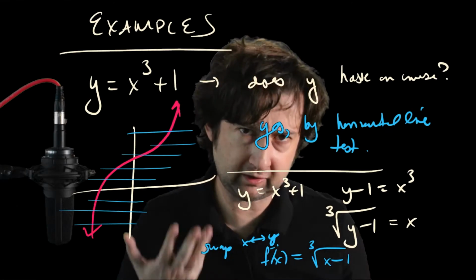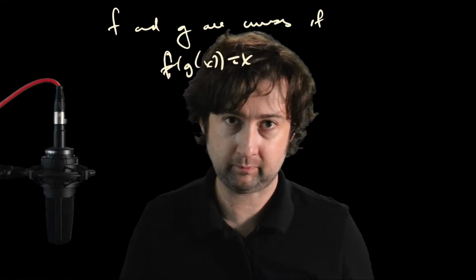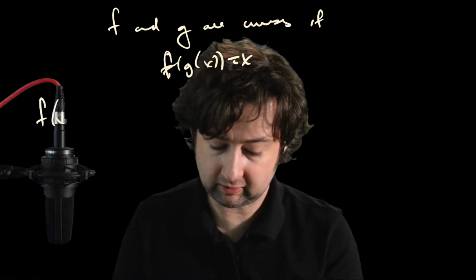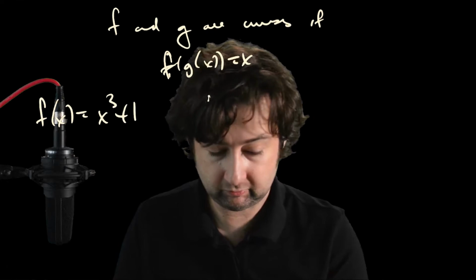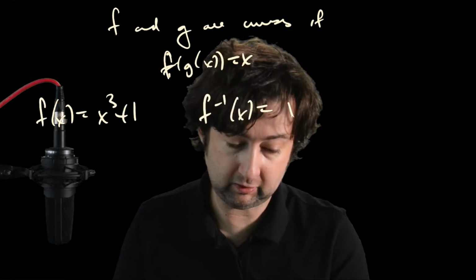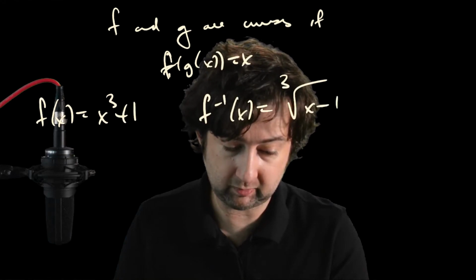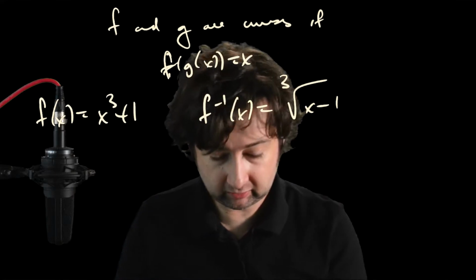Now let's verify that these things are inverses. f and g are inverses if f of g of x is just equal to x. So what we've got written down right now is that f of x was equal to x to the third plus 1, and we're writing down that we think that the inverse of f is equal to the cube root of x minus 1. So easy enough to check.